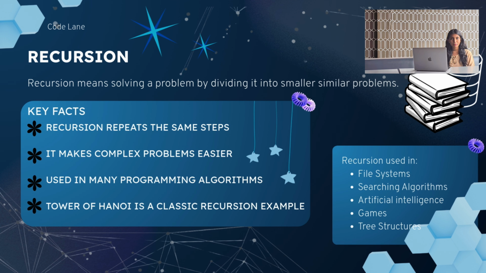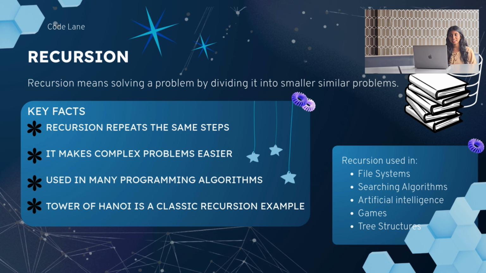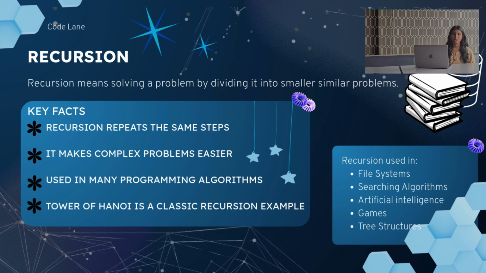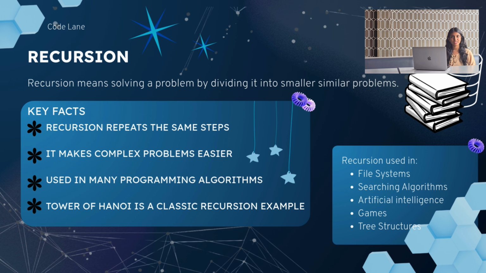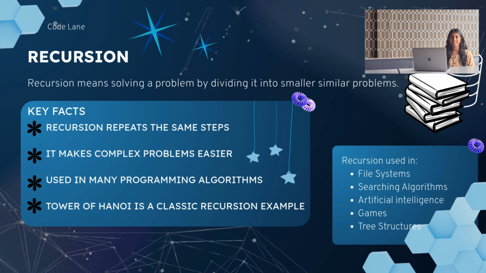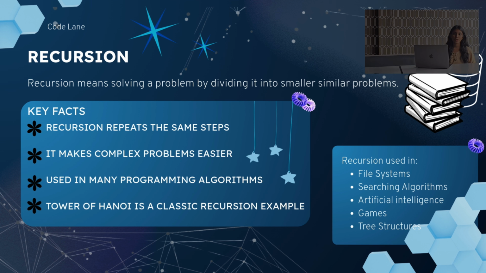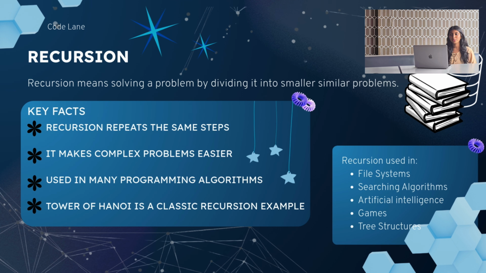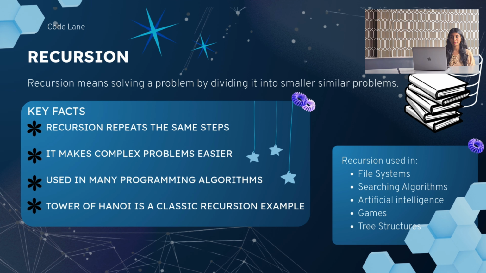In artificial intelligence, recursion helps computers process complex decisions and patterns step by step. Games also use recursion for solving paths, creating strategies, and handling repeated actions. Another important use is in tree structures, which are widely used in data structures and databases. Recursion helps to move through branches and nodes in an organized way.